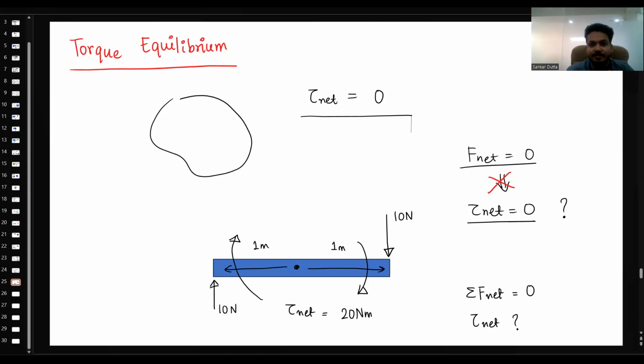The body being accelerated in the horizontal direction. True, true. Awesome. What about other folks? Janvi, what do you think?